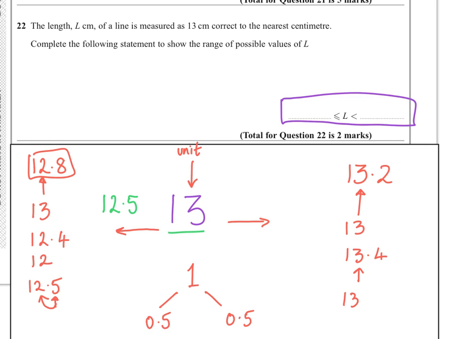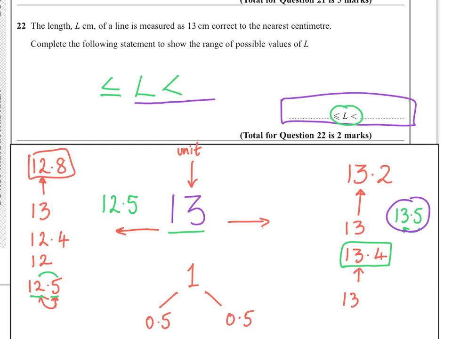So how high could 13 be? Well, 13.4 would round to 13, and 13.5 would really round to 14, wouldn't it? Because remember, 12.5 rounded to 13. So this is where we come back to this. So let's write this out clearly. Now, if we start reading from here left to right, L has to be less than, well, anything less than 13.5.